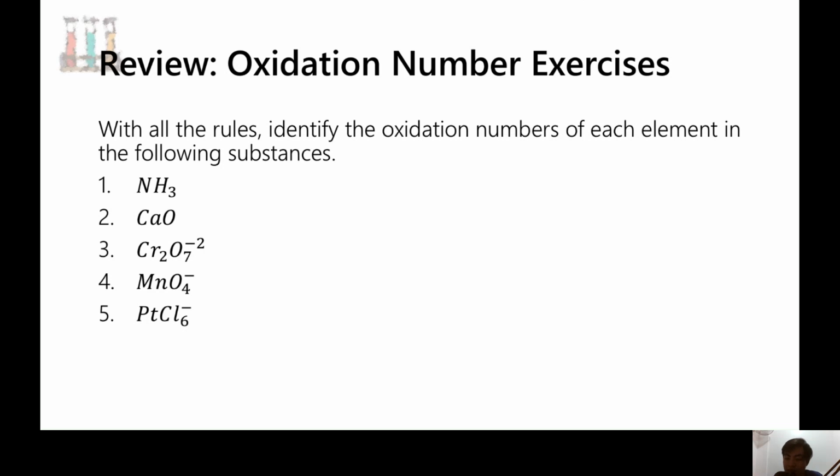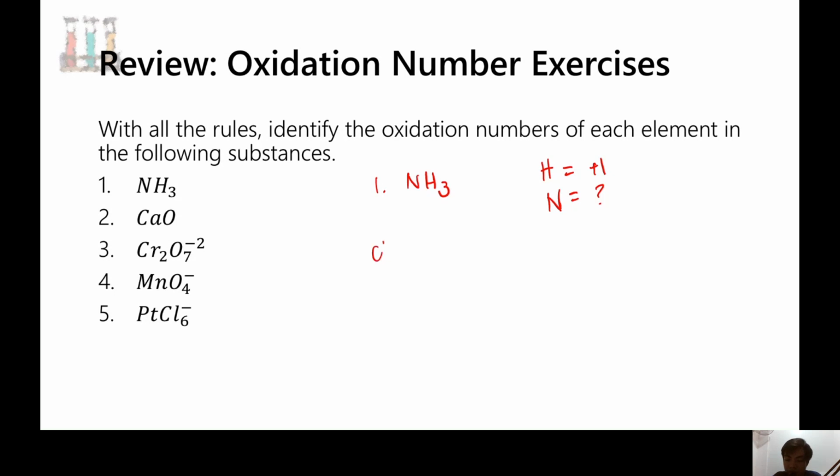NH3. Okay. So let's answer number 1, NH3. So we are asked to identify the oxidation numbers of each element in the following substances. NH3. Okay, rule number 4. Hydrogen, when paired with non-metals, it is always positive 1. Okay, so ganun lang. Hydrogen is positive 1. So how about nitrogen? Kunwari di ko alam. No? So if I'm going to solve for the oxidation number of nitrogen, paano yung formula?